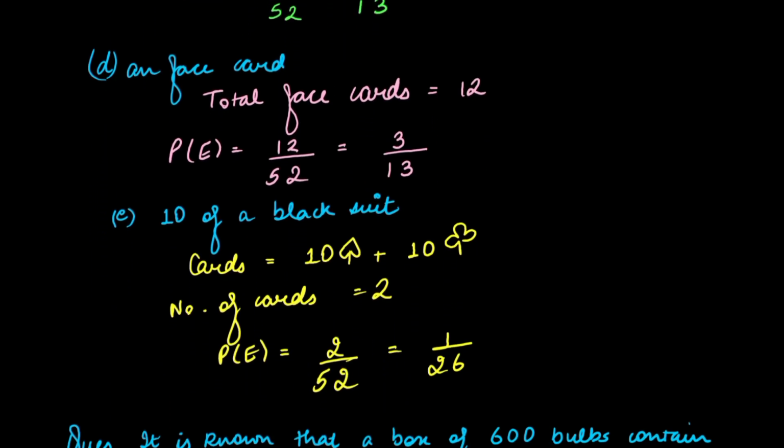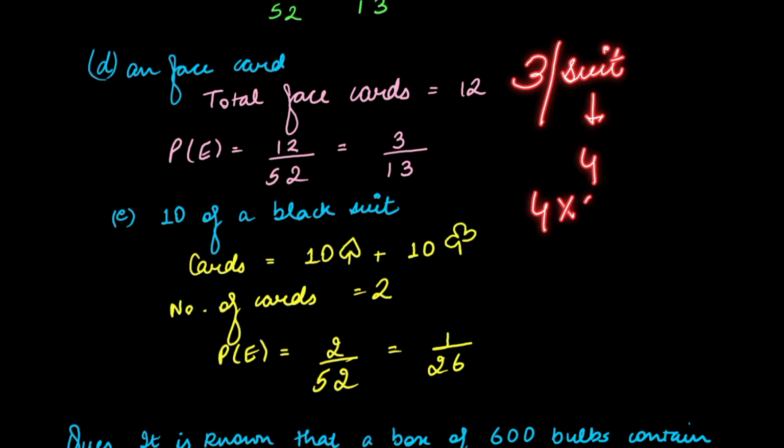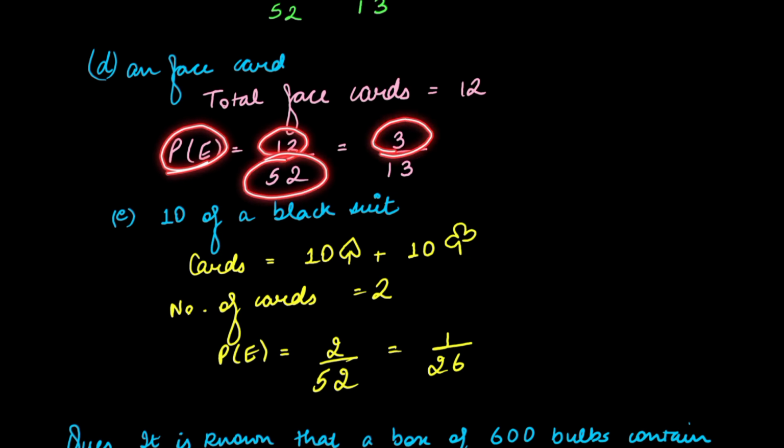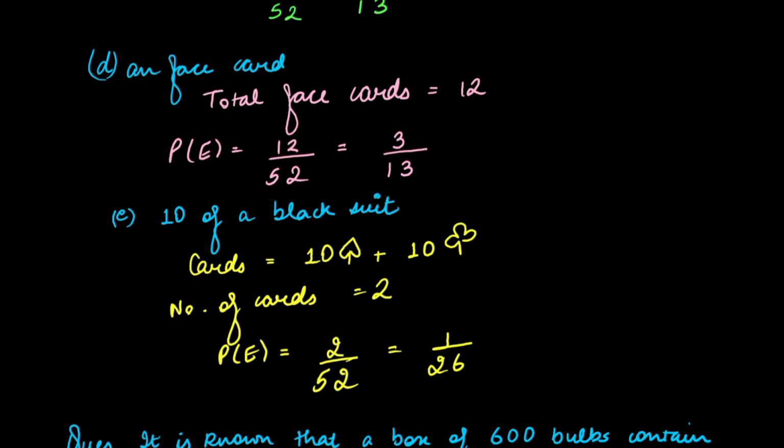Now next is a face card. How many face cards are there in a pack of 52 cards? We have seen there are 3 face cards per suit. Okay, so there are total 4 suits. So 4 into 3, that is 12 face cards in total. So probability is 12 divided by 52, that is 3 divided by 13.